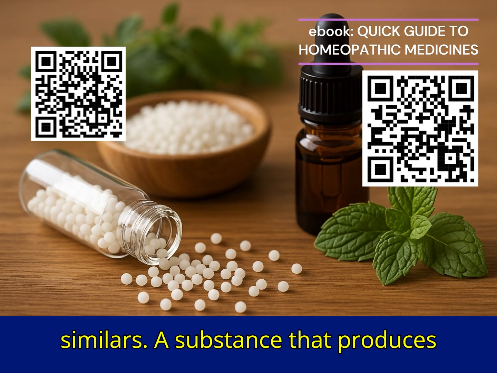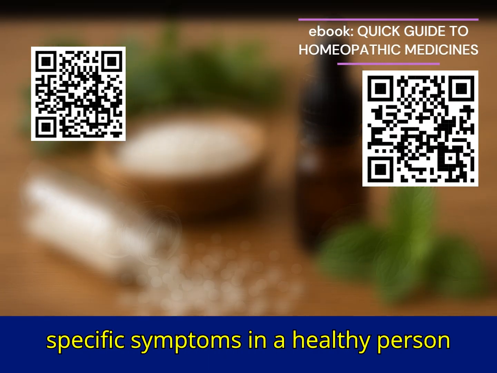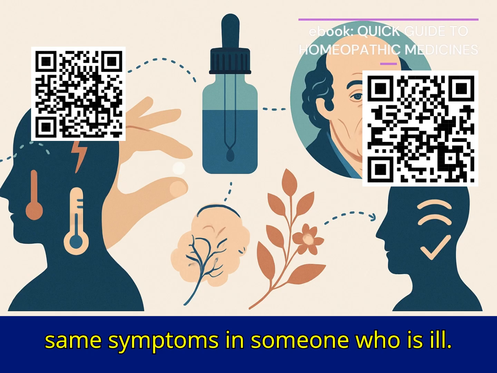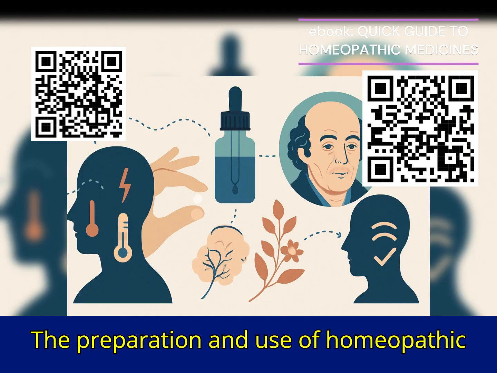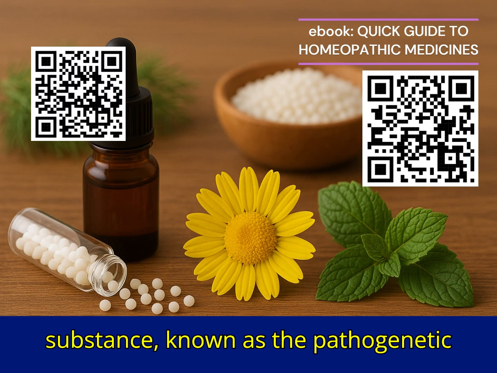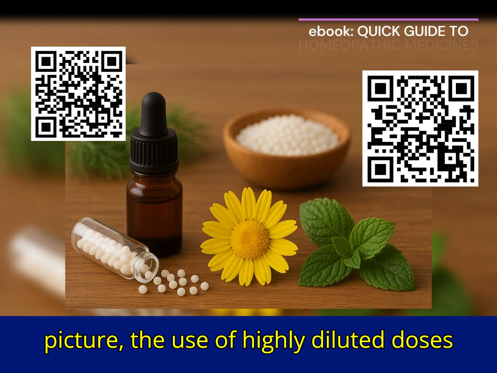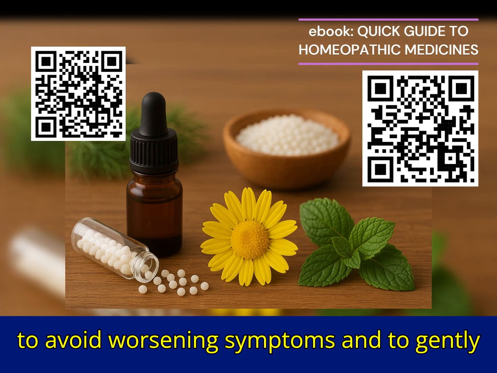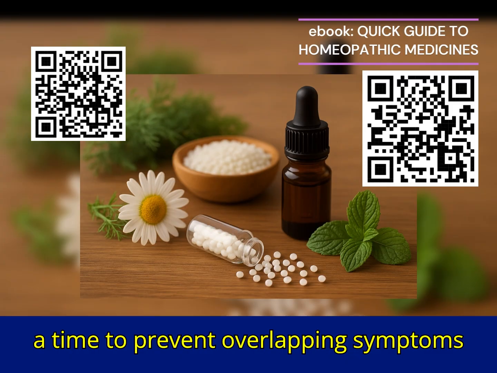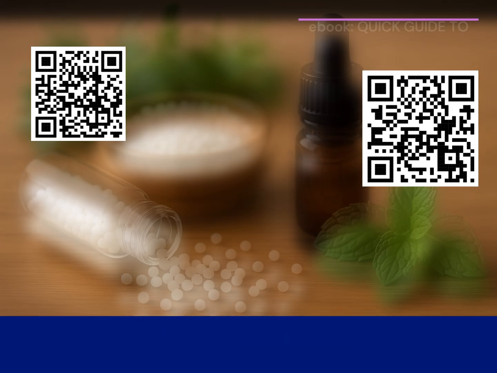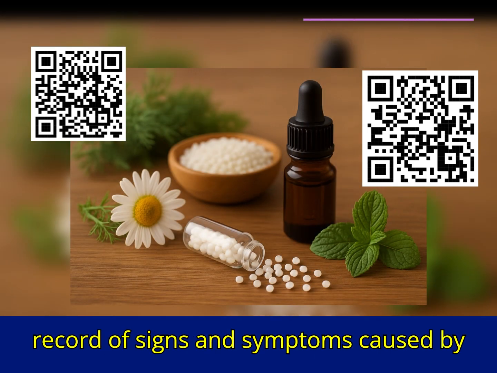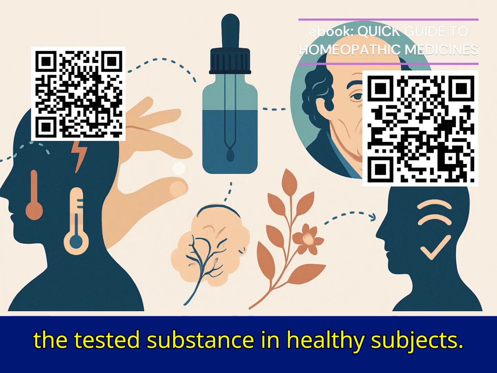Homeopathy is based on the law of similars. A substance that produces specific symptoms in a healthy person can, when highly diluted, treat those same symptoms in someone who is ill. The preparation and use of homeopathic remedies involve testing on healthy individuals to identify the effects of a substance, known as the pathogenetic picture, the use of highly diluted doses to avoid worsening symptoms and to gently stimulate the body's healing response, the administration of only one remedy at a time to prevent overlapping symptoms during observation. This testing results in the creation of the pathogenetic profile, a detailed record of signs and symptoms caused by the tested substance in healthy subjects.